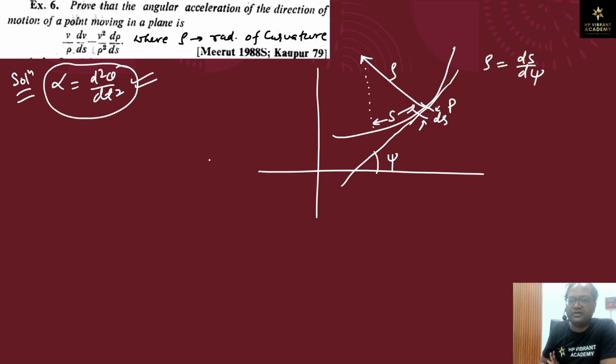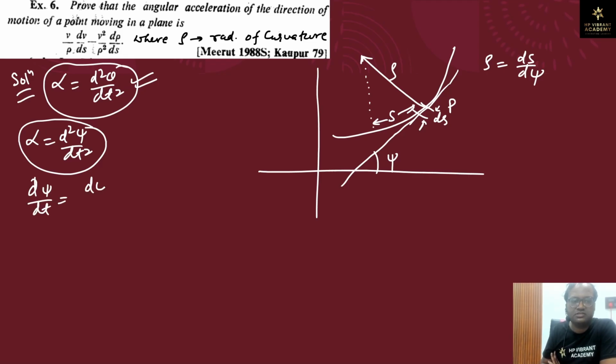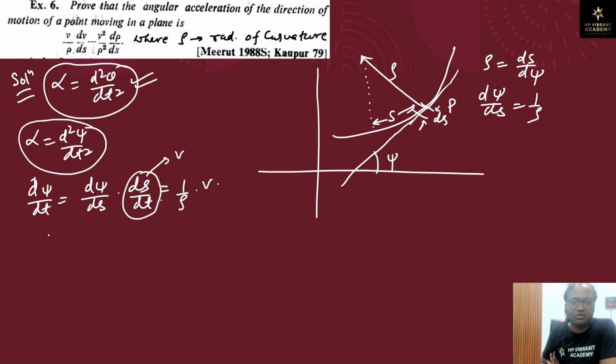We have the angular acceleration alpha is equal to d2 psi upon dt square. Let us first find d psi upon dt. This can be written as d psi upon ds into ds upon dt, and d psi upon ds is equal to 1 upon rho. So 1 upon rho into ds upon dt, which is the velocity, so v.